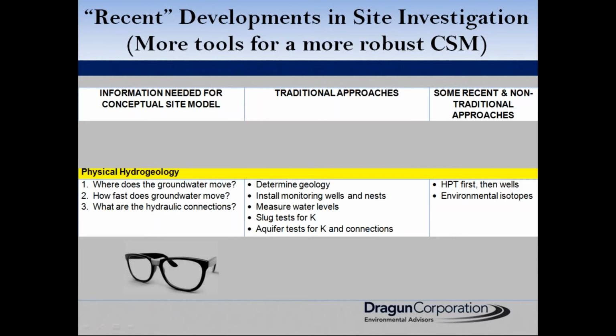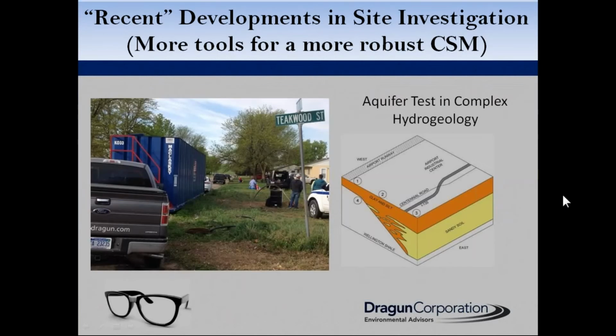I'm going to talk about some of the non-traditional techniques now within the physical hydrogeology. How do we answer the questions about groundwater movement and hydraulic connections and so on, not using the traditional approaches, but using something that might be faster and more efficient? So I'm going to talk about a technique called HPT, and then I'm going to talk about environmental isotopes.